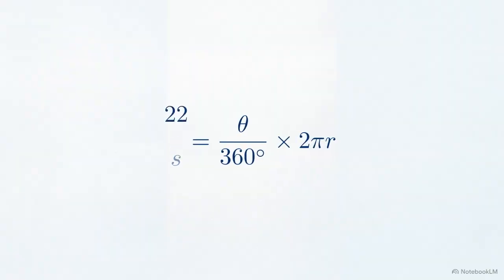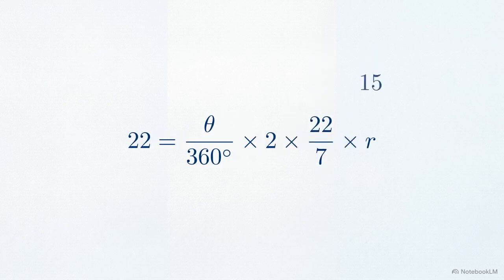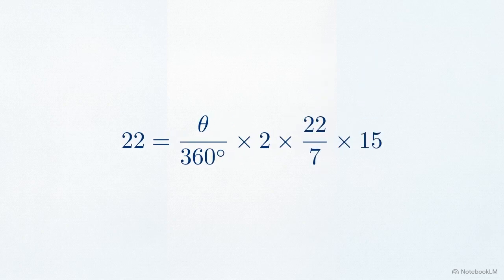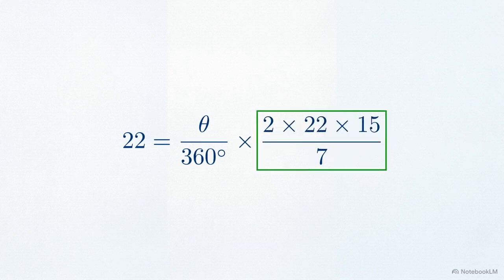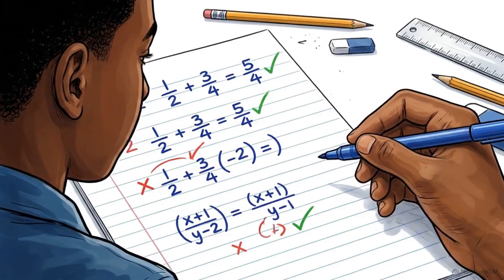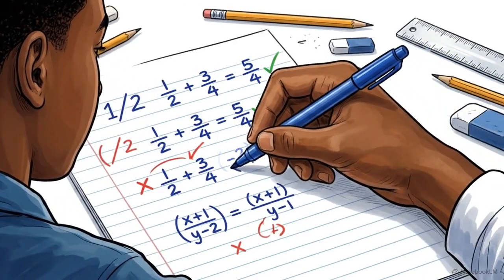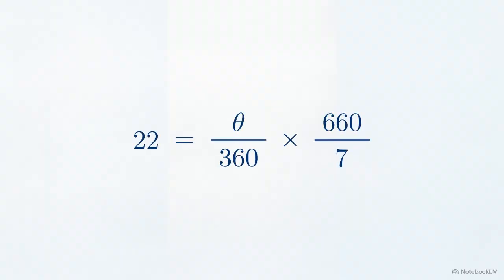Now we substitute our values. We replace S with 22, pi with 22/7, and the radius with 15. Let's simplify the right side. Multiplying the numerators, 2 times 22 times 15, gives us 660. So the circumference portion becomes 660/7. Our equation now looks like this: 22 equals theta over 360 times 660/7. Reducing the circumference to a single fraction now makes it easier to move the terms and solve for theta in the next step.